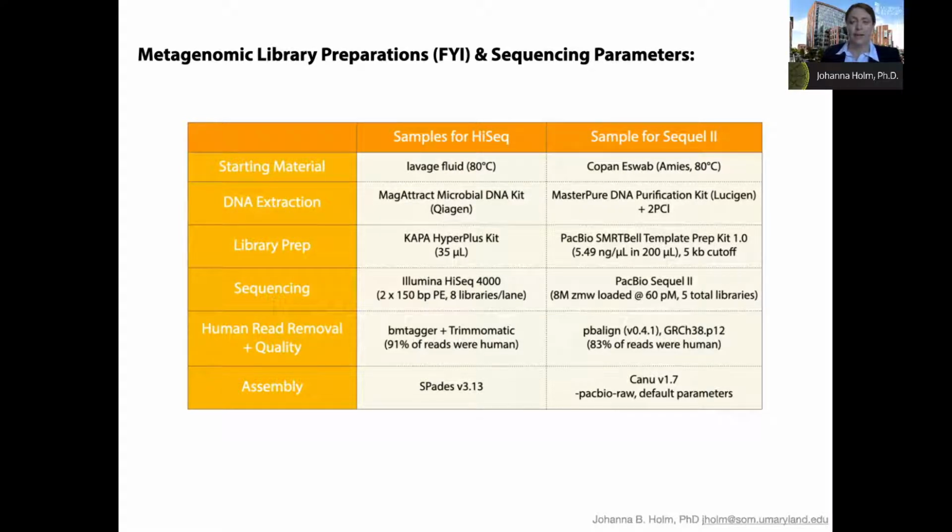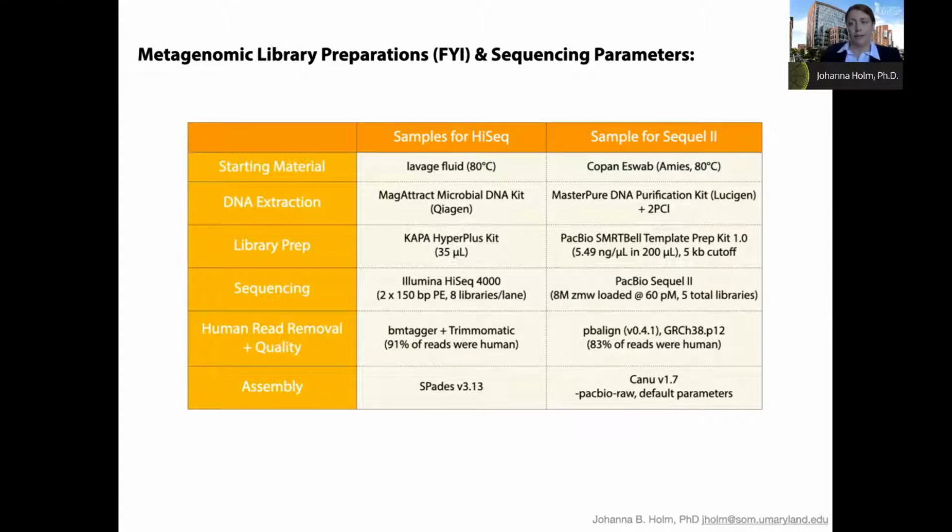The DNA was extracted using the QIAGEN MAG-Attract microbial DNA kit, and libraries were prepped with the Kapa HyperPlus kit. The libraries were sequenced on the Illumina HiSeq 4000 platform, and human reads were removed using BMTagger and quality filtered using Trimmomatic. Finally, assembly was performed using SPAdes.